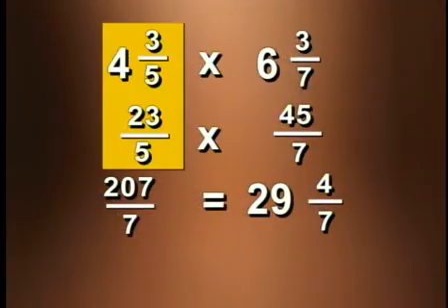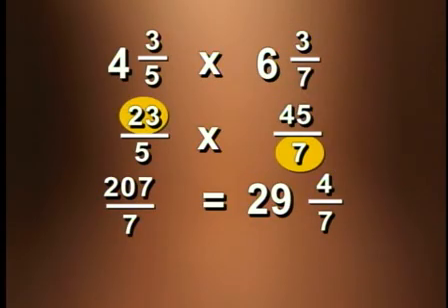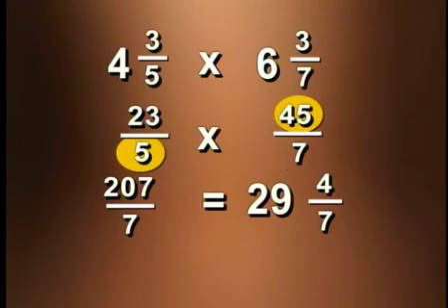So let's take a look at the problem. If the 4 3/5 becomes 23/5, the 6 3/7 becomes 45/7. Before we multiply, we see if we can cancel. Is there a number that divides 23 and 7? No, there's not. There's no number that divides 23 except 1 and 23, so we cannot cancel there. But notice we can cancel the 45 and the 5. Both of those numbers are divisible by 5. We cancel, we get 9 and 1. And then we multiply across.